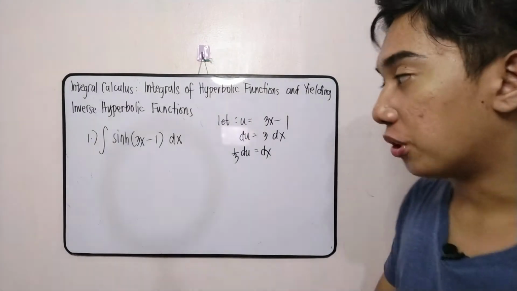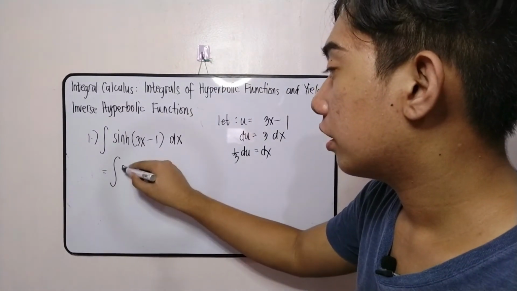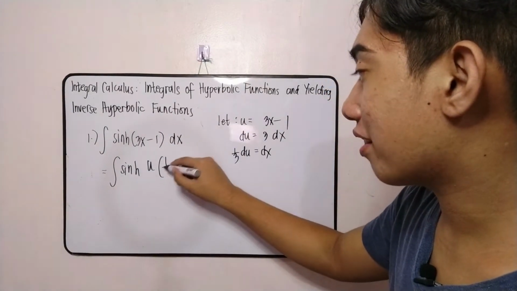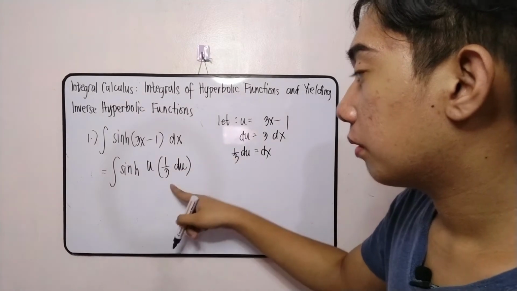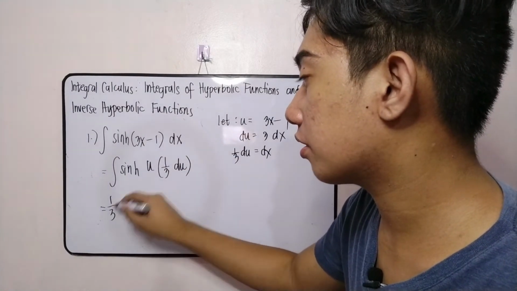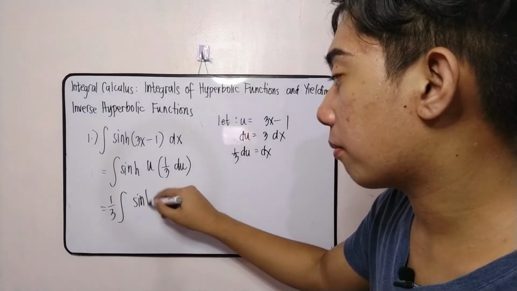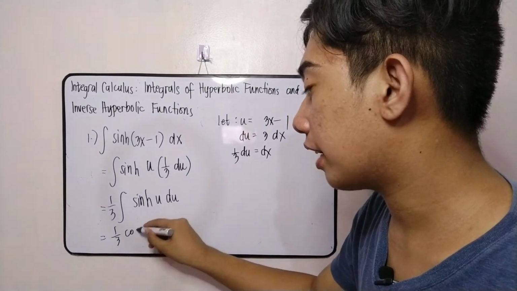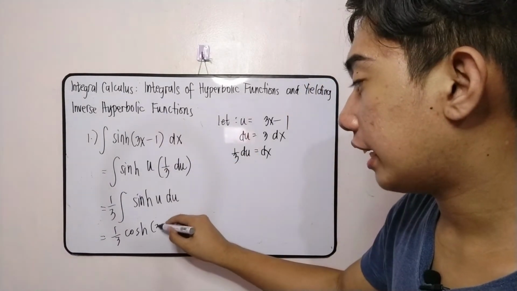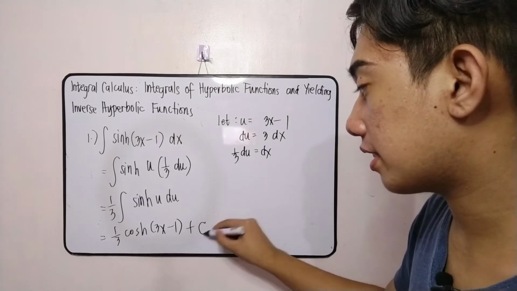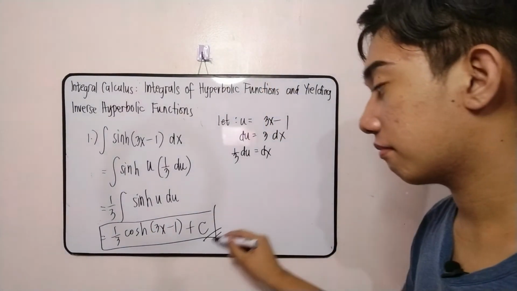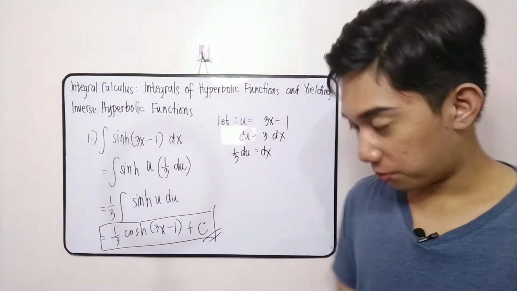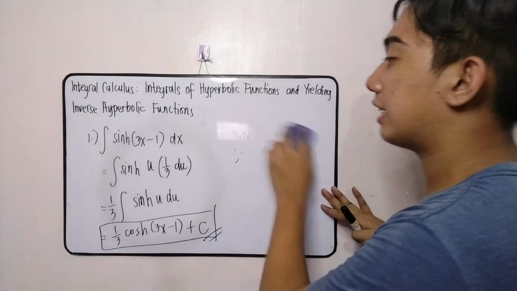Then, plug in all values. Integration of hyperbolic sine of u times 1/3 du. Labas natin si 1/3 since this is a constant. So the 1/3 integration of hyperbolic sine u du will result to 1/3 hyperbolic cosine of 3x minus 1 plus c. Okay? Ganyan lang ka-easy. So, we'll proceed to our second example.